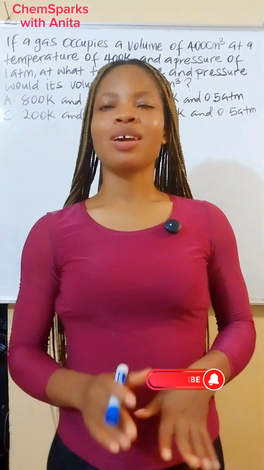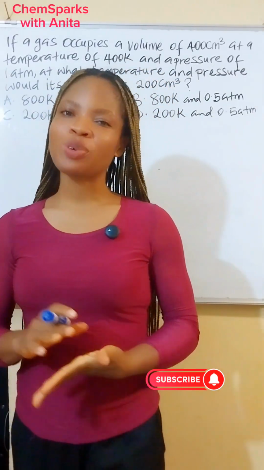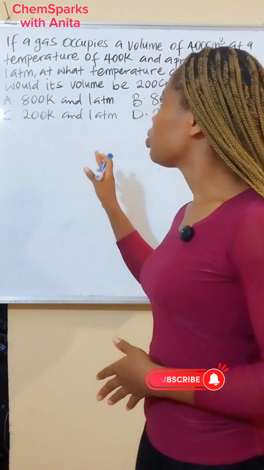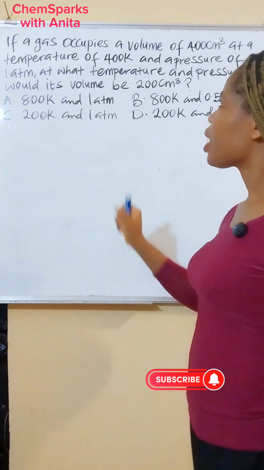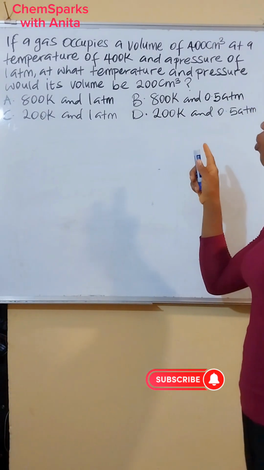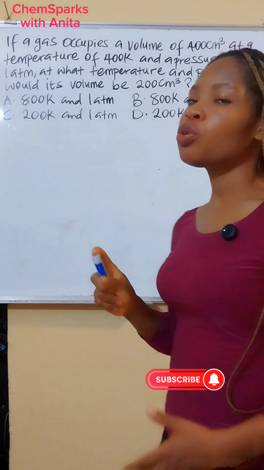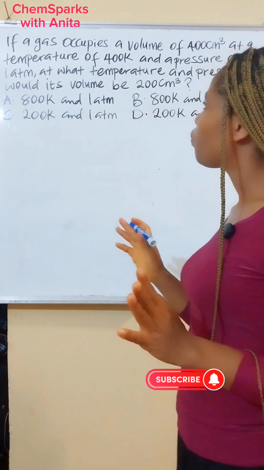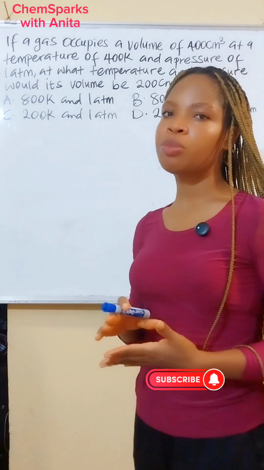Hi, I am back again today with another question, and this time around it is a calculation question. So the question goes as follows: if a gas occupies a volume of 400 cm³ at a temperature of 400 Kelvin and a pressure of 1 atmosphere, at what temperature and pressure would its volume be 200 cm³?